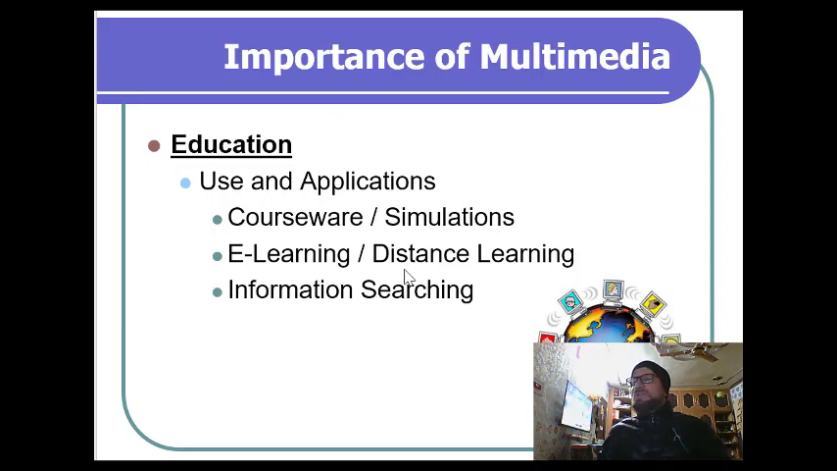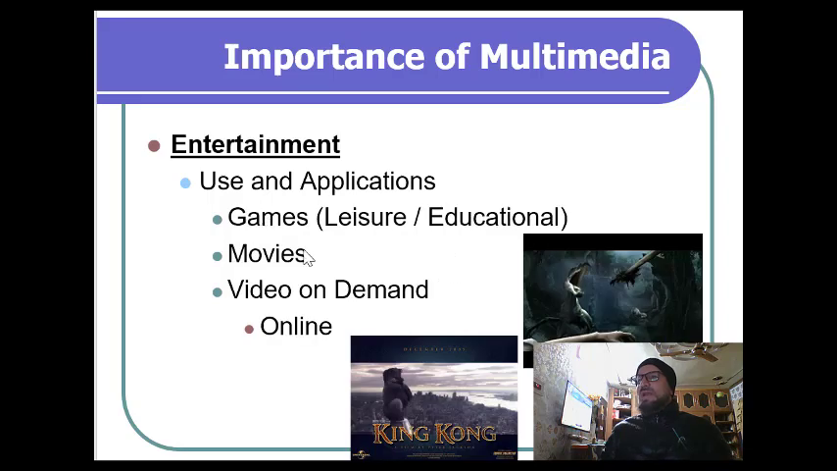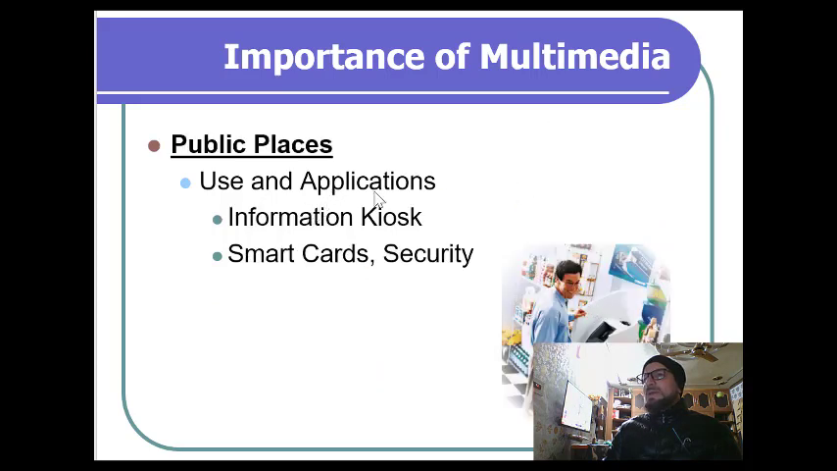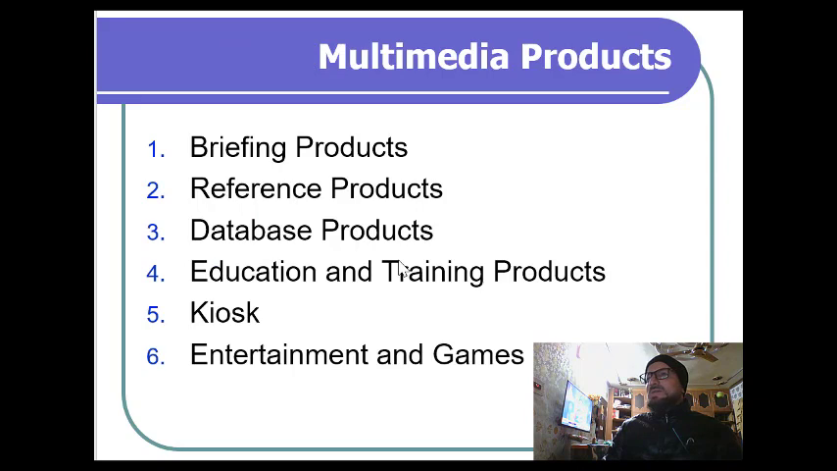In education, there are courseware, simulations, e-learning, distance learning, information searching. And entertainment: you play games, you watch videos, movies, and so on. In a home, there is television, satellite TV, SMS services, chats, voting, reality TV. All these things come under multimedia. And in public places, you have uses and applications like information kiosks. The kiosk actually is a small building where you sell newspapers and such from a window. So you have information kiosks where you can get information about things like smart cars, security, and this is in public places.